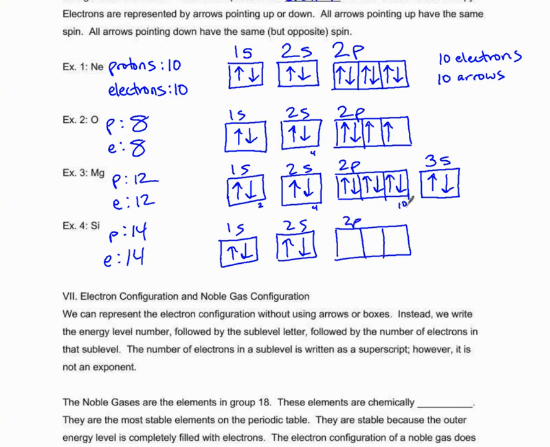Remember, 2p gets us to 10, and we're going to 14, so we're going to fill this all the way up. 3s comes next. That gets us up to 12. After the S comes the P. It is 3 orbitals represented by 3 boxes. We only have 2 more electrons, so we'll put 1 here and 1 in the next one. And if this were a bus, we would have a lot of empty seats.